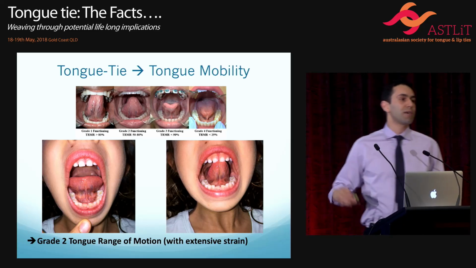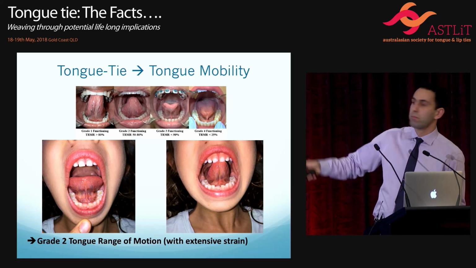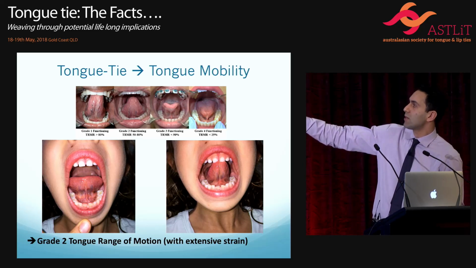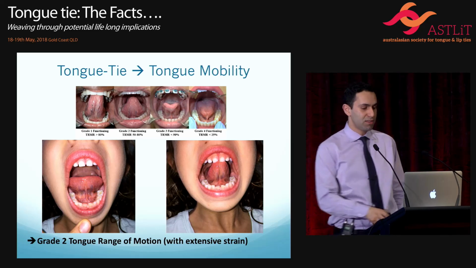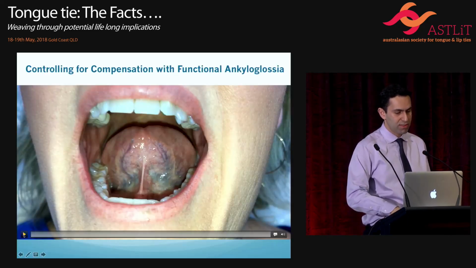Then we can take it one step further, and we can say that she is able to get up her tongue, but she's doing it with extensive strain. And what you see here is that she's lifting up the floor of the mouth, and she's engaging her whole neck just to get up her tongue. And here's an example of a patient with just that kind of tongue tie.